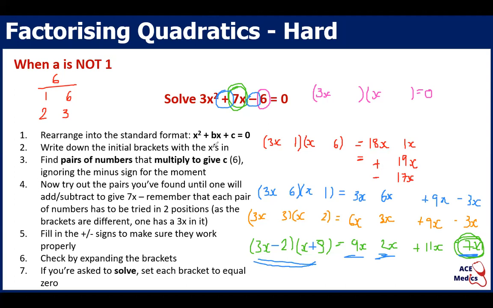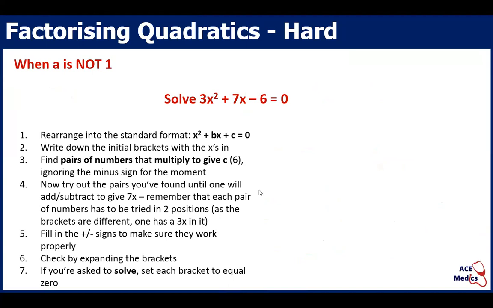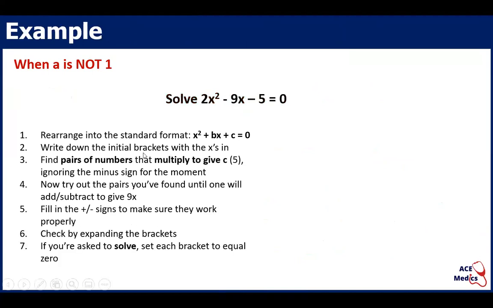Perfect. Okay, and then we can solve. So just put it equal to 0 and then rearrange it. Brilliant. Okay, we're going to have another go, or you guys can have a go using this little step-by-step guide. So can you solve 2x squared minus 9x minus 5x equals 0? Can you have a go at doing that one?